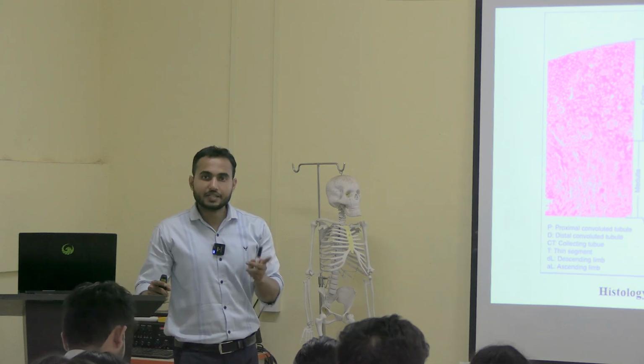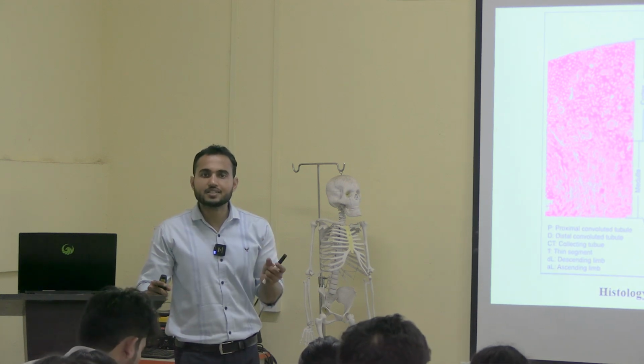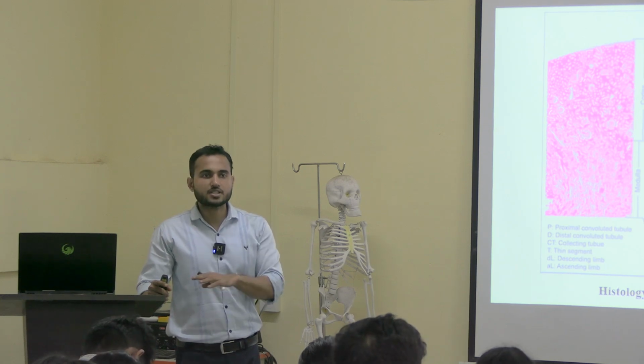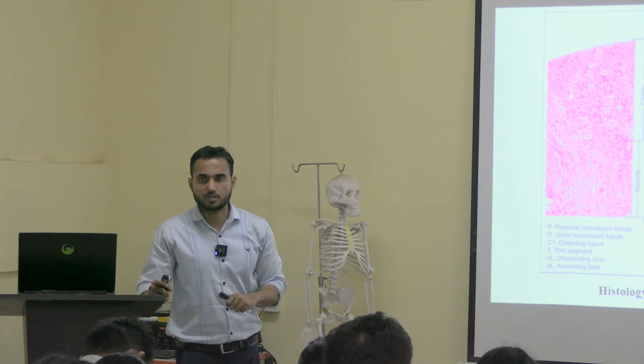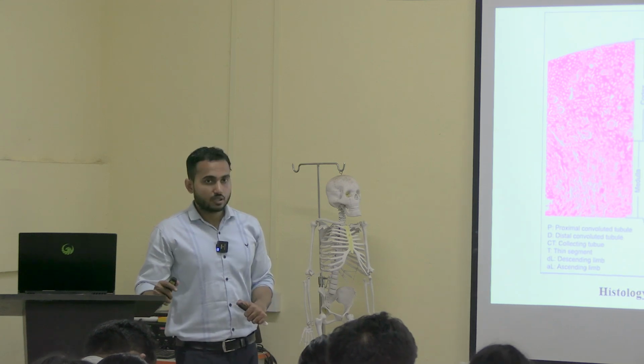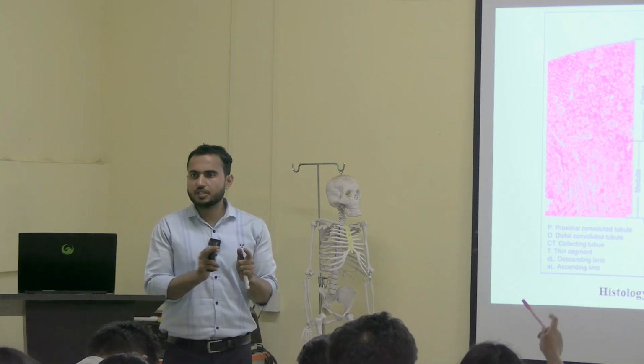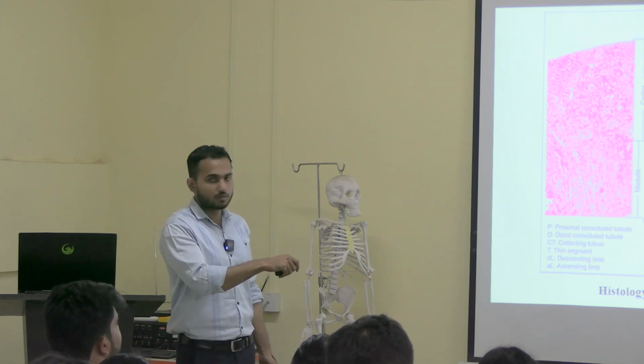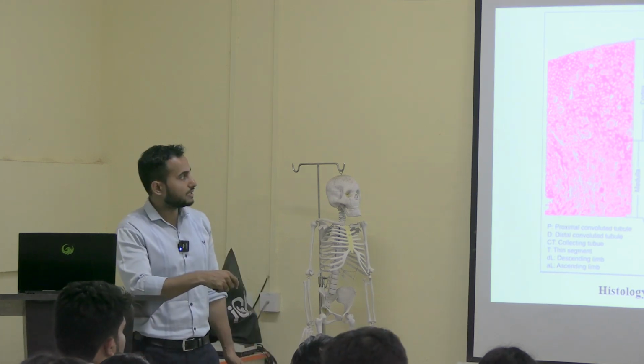Next point, in case of PCT the lumen is indistinct, means irregular lumen, okay. And in case of DCT the lumen is regular, oval shaped. Can you identify? In case of PCT and DCT it is very difficult to identify in low magnification. It is there, but look, it is not visible properly. For that you need high magnification.